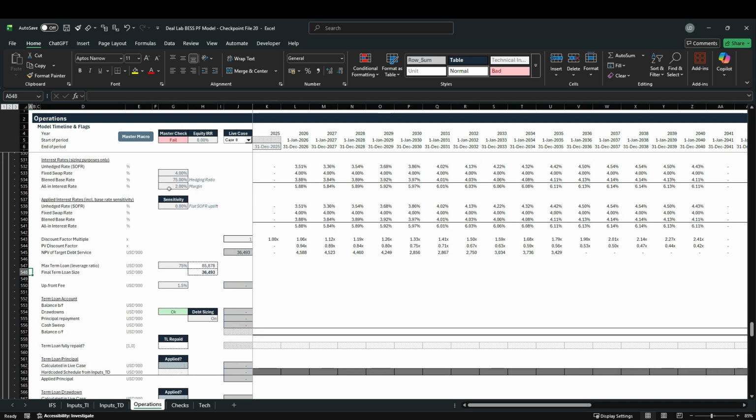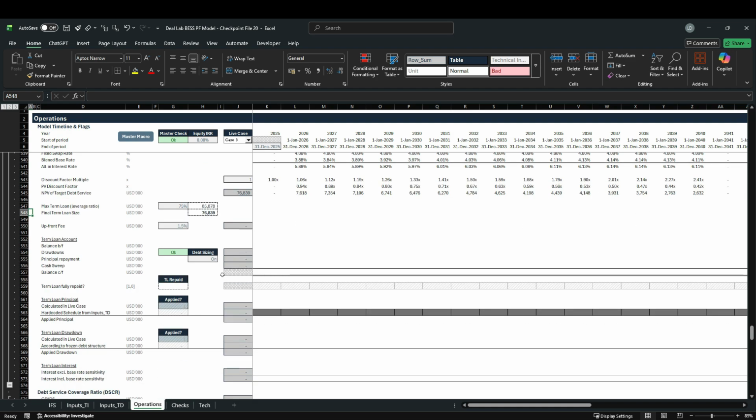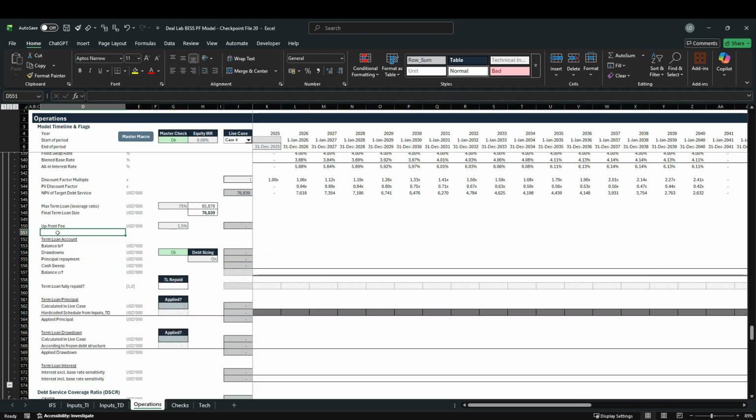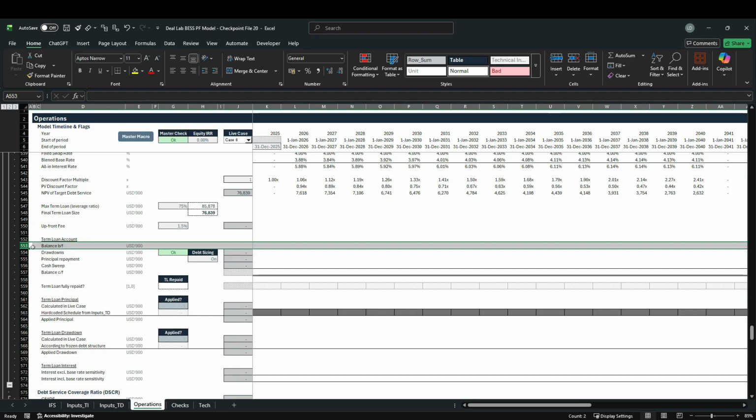So let's hit the master macro here, and you can see that our final term loan size that we have determined in the previous lesson is jumping up to 76.8 million. And what we're going to tackle in this lesson is row 550 up to row 573. And we will skip the upfront fee for now and instead start by setting up our term loan account.